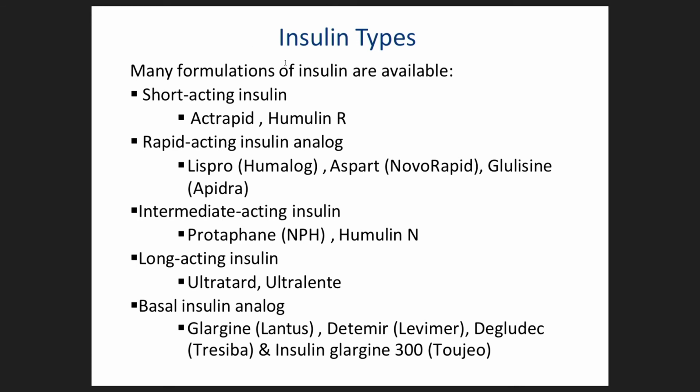If we discuss insulin types, these are the various types. We have short-acting insulin. Good examples of short-acting insulin are Actrapid and Humulin R, regular insulin. We also have rapid-acting insulin analogs in the market. We have 3 brands so far. We have Lispro, which is Humalog. We have Aspart, which is NovoRapid, and we have insulin Glulisine, which is Apidra. All these are under the category of rapid-acting insulin analogs.